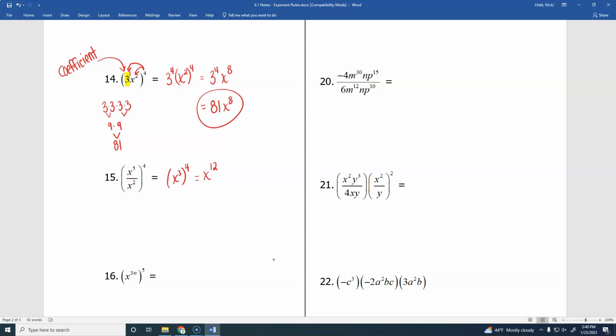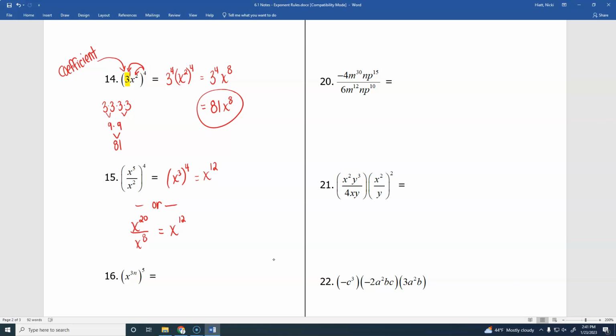There's another way to do the problem. Who else could tell me a different way I could do that same problem? What do you think, Aiden? Okay. So that'll give me x to the 20th on top and x to the 8th on bottom. Then what would I do? Subtract. And that also gives me 12. So what you're going to see on a lot of these problems is that as long as you follow the rules, it doesn't matter which way you do the problem.